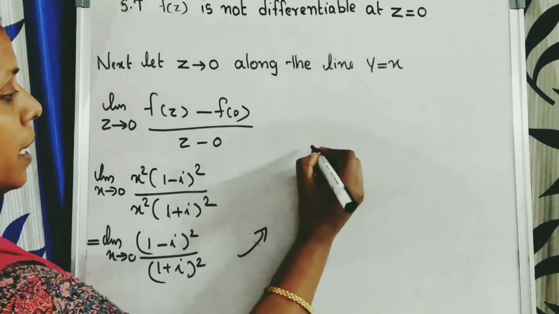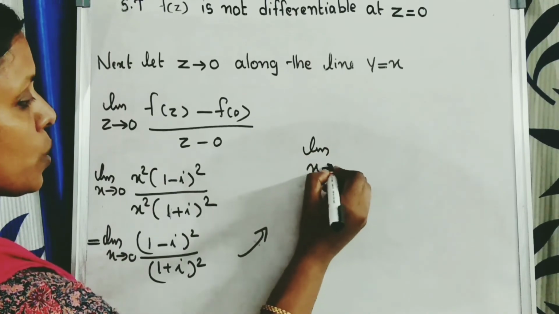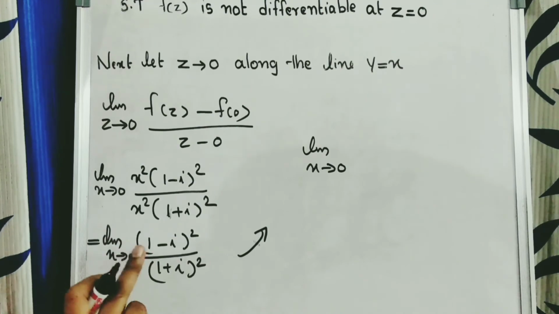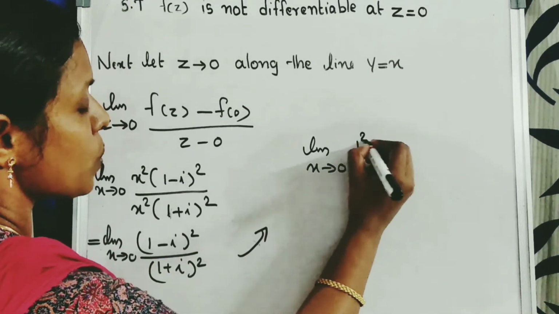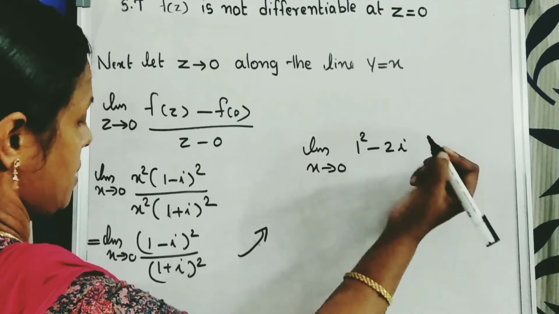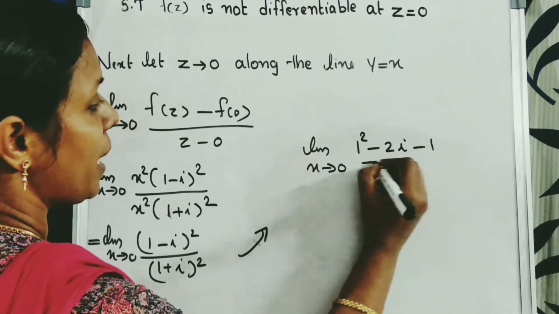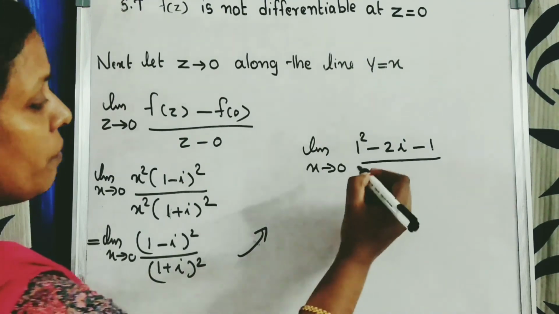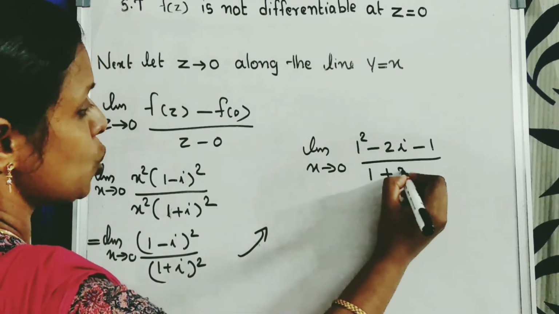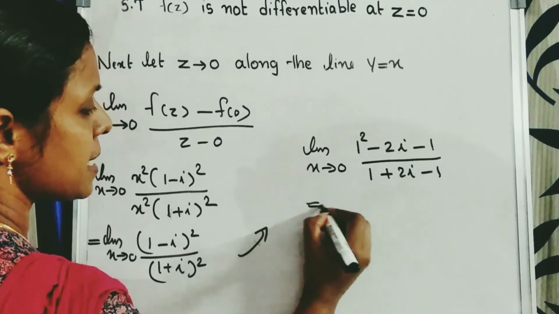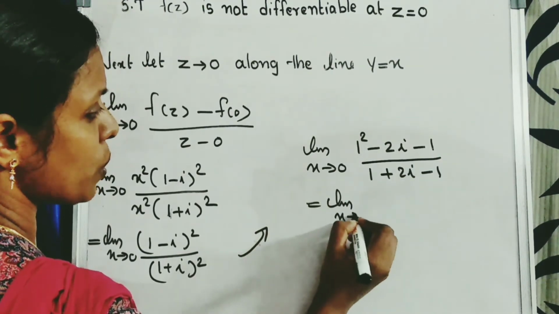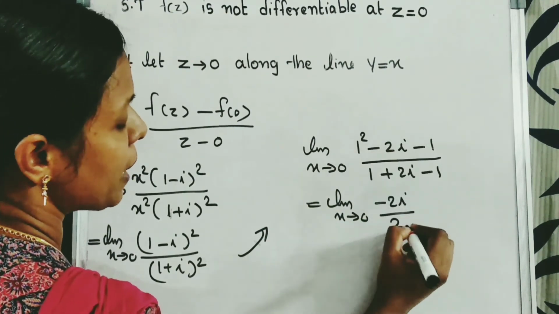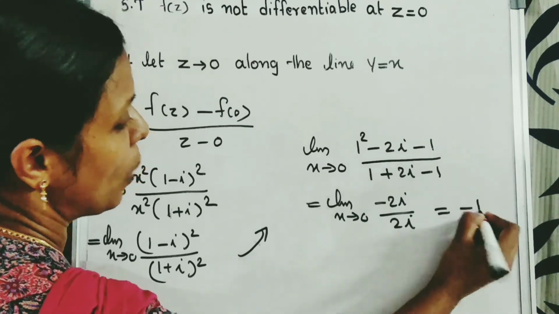We can write it as limit x tends to 0. (1 minus i) whole square is of the form (a minus b) whole square. That is, we get 1 square minus 2i minus 1, divided by, here (1 plus i) whole square is of the form (a plus b) whole square. We can write 1 plus 2i minus 1. That is equal to limit x tends to 0. Here 1 gets cancelled. We get minus 2i divided by 2i, that is equal to minus 1.